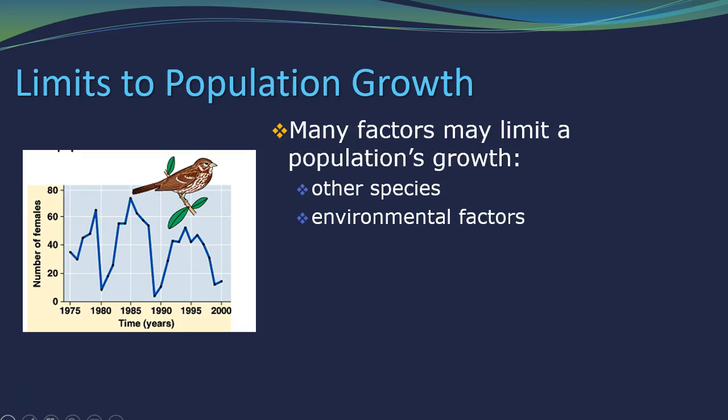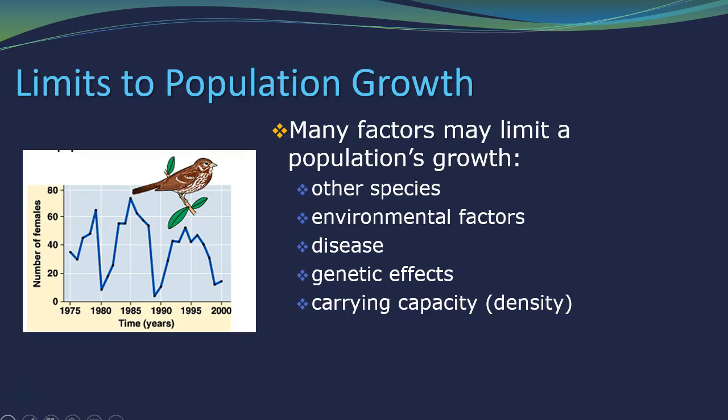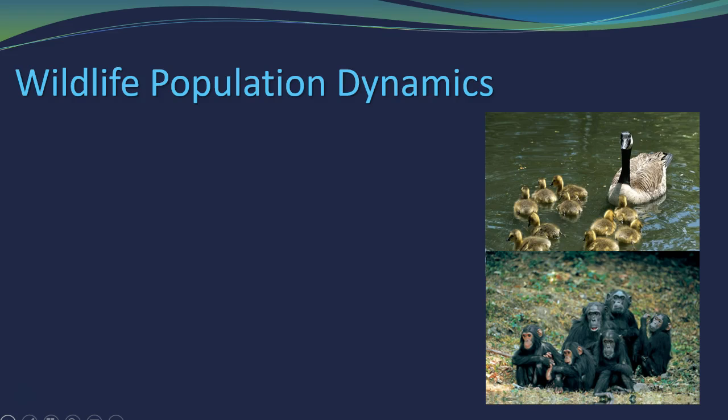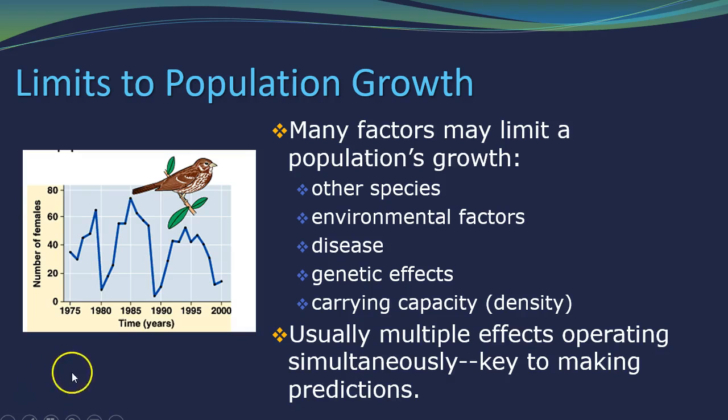So we've talked about a lot of the different limits to population growth. I think I've covered all of them. But you'll see that usually there's going to be multiple effects that are operating on the population simultaneously. And so as researchers and wildlife managers, it's important to make sure you can know as much as you can about these different factors to get the best idea of what is occurring with the population.